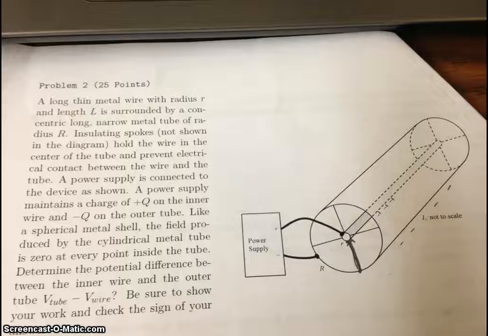Like a spherical metal shell, the field produced by the cylindrical metal tube is zero at every point inside the tube. Determine the potential difference between the inner wire and the outer tube. Be sure to show your work and check the sign of your answer. So as you can see on your right hand side, that is the picture of the tube, and we're supposed to find the voltage difference between the tube and the wire.